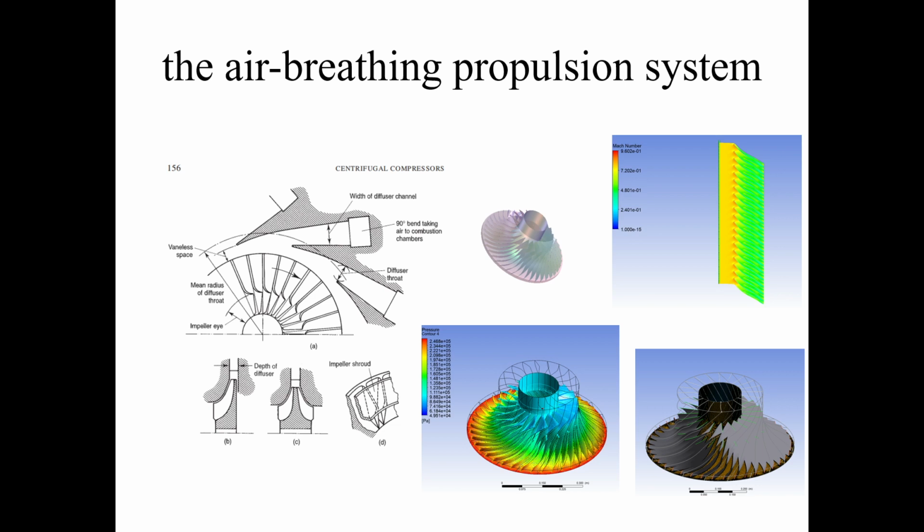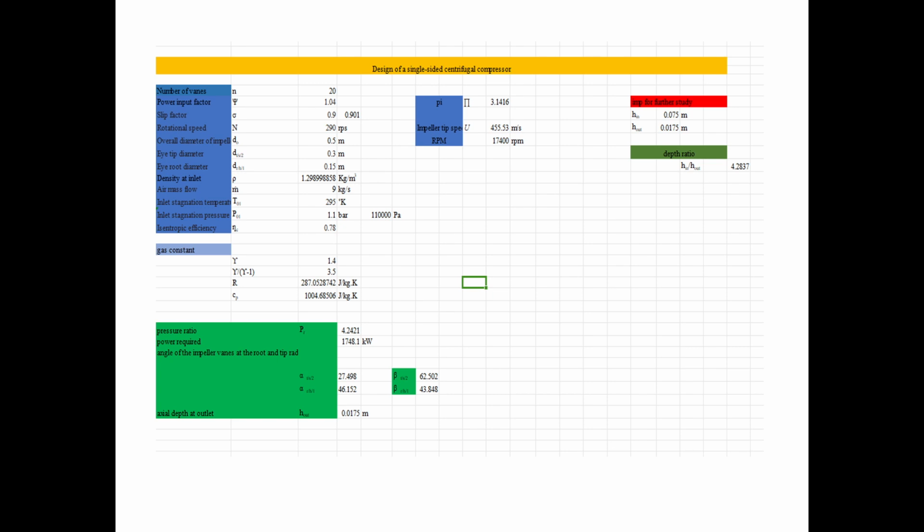Here I have shown the centrifugal one. We can do it for the axial one also. This is the calculator where you can get your pressure ratio, then the air inlet angles at hub and at shroud. You can also get the depth at outlet, the axial depth at outlet.